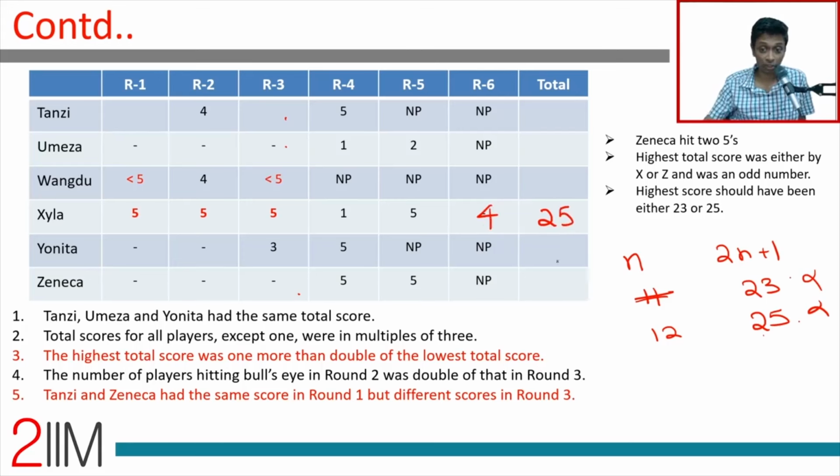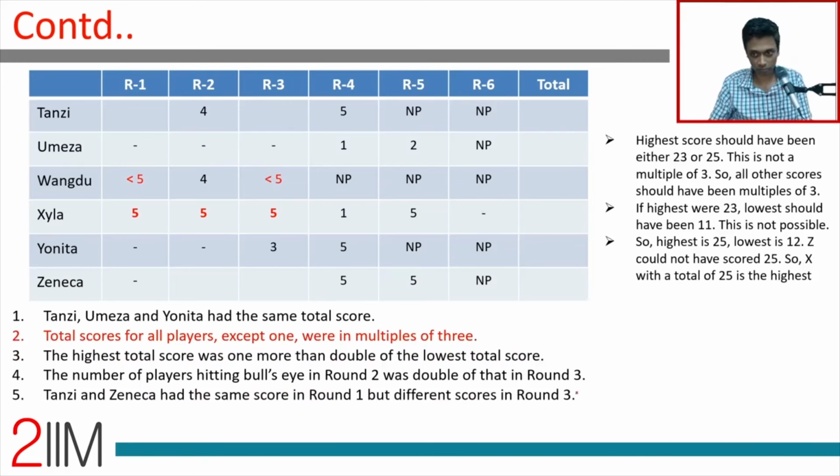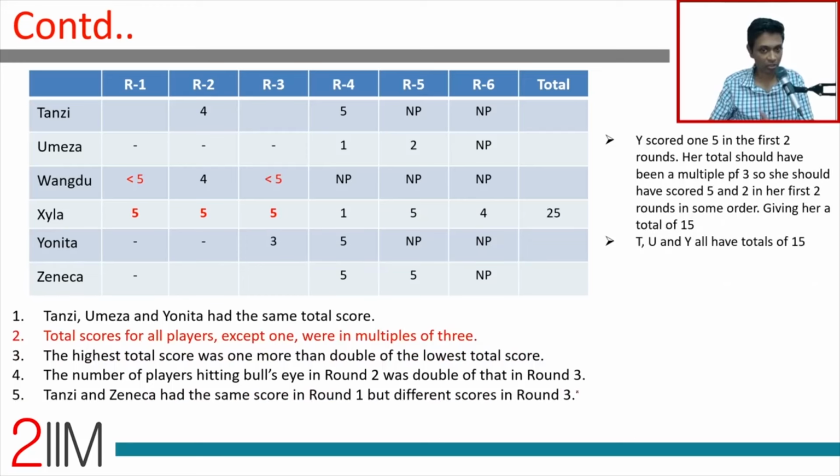Zeneca has got 4 5s, has got 20 definitely. Should be 21 or 24. That's her total. Right? Brilliant. We've got the total score for Xyla. We need to find the other constraints. So we've accommodated this in some form. We still use it, I think. Highest score, this we have accounted for. Tanzi and Zeneca had the same score in round 1, but different scores in round 3. We'll worry about this a little later on. And 25 is the highest.